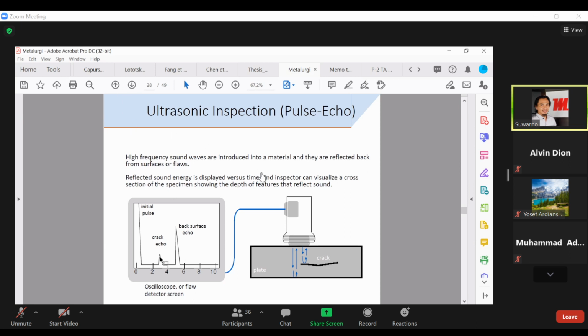So you see the difference between the liquid penetrant technique compared to this technique. It gives you the advantage that you can locate the crack and also measure how deep it is from the surface.